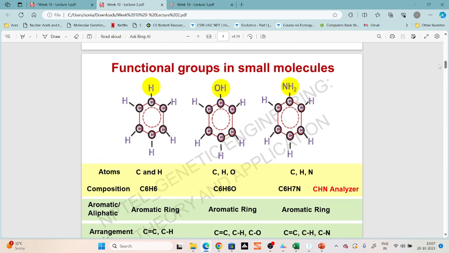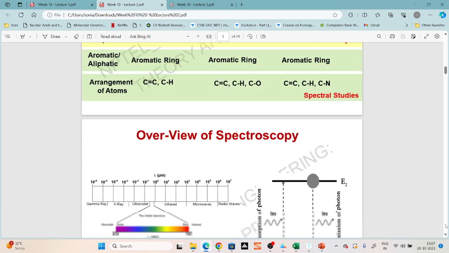Okay, so basically molecules can have functional groups. Now, for the determination of the functional groups, you can use spectrometric techniques.